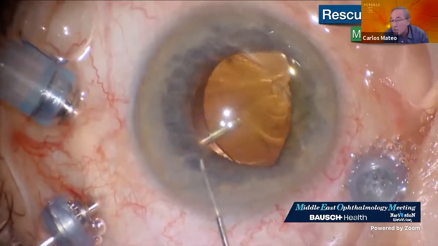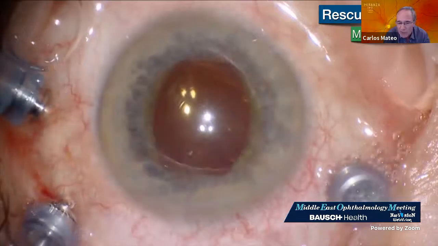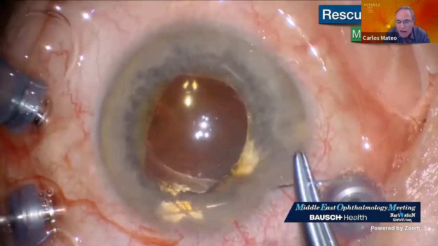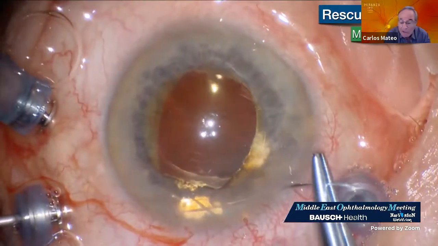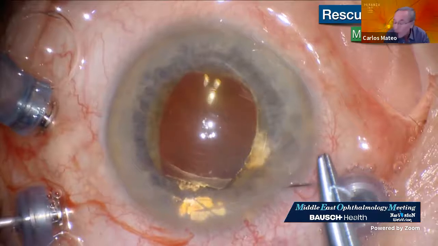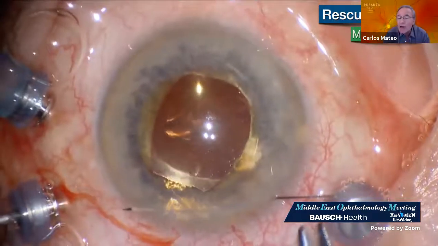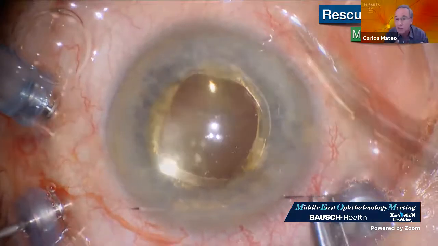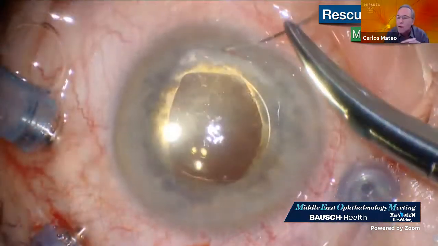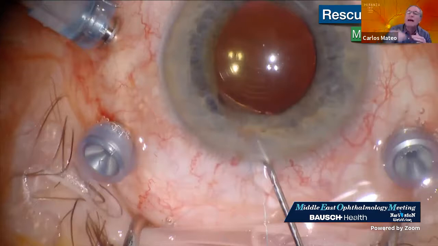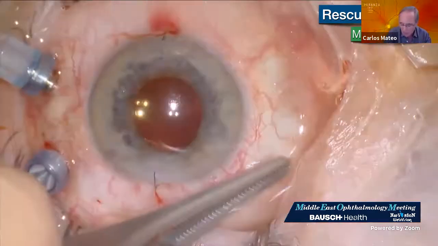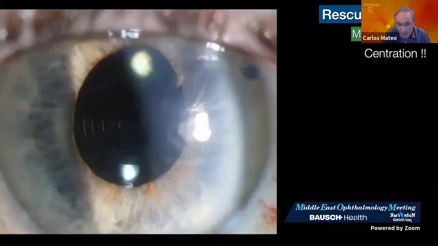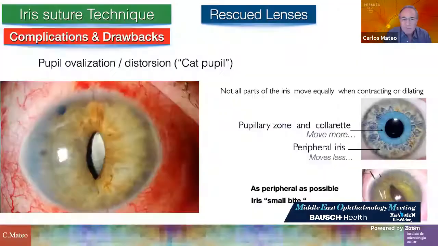The centration is very good. It's very important for these patients with multifocal IOLs. And you know, this patient at the end went to 20/20 vision in 1 week, but you have to consider that at the end, the effective position of the lens changes. It's 1 diopter of myopia because the lens is a little bit more anterior than the position it was before. This is the aspect of the OCT.